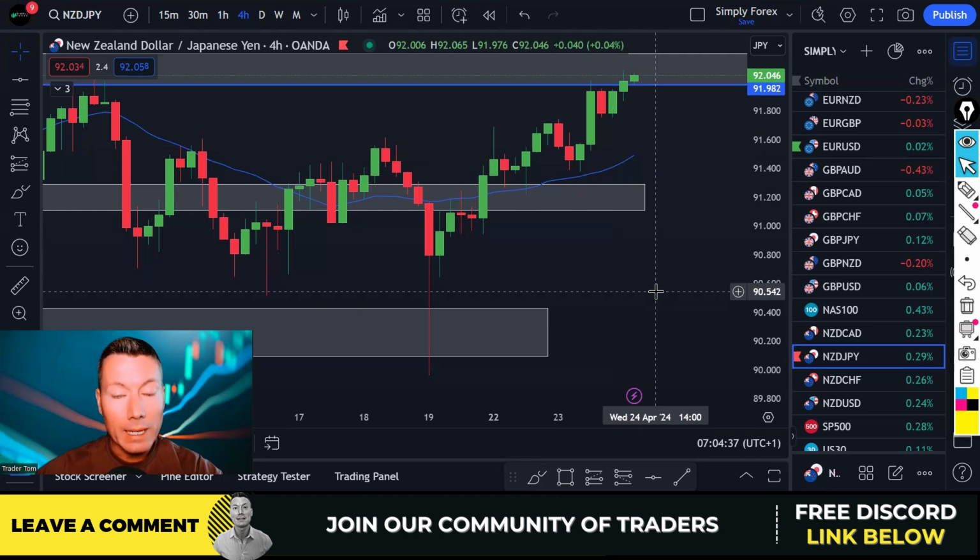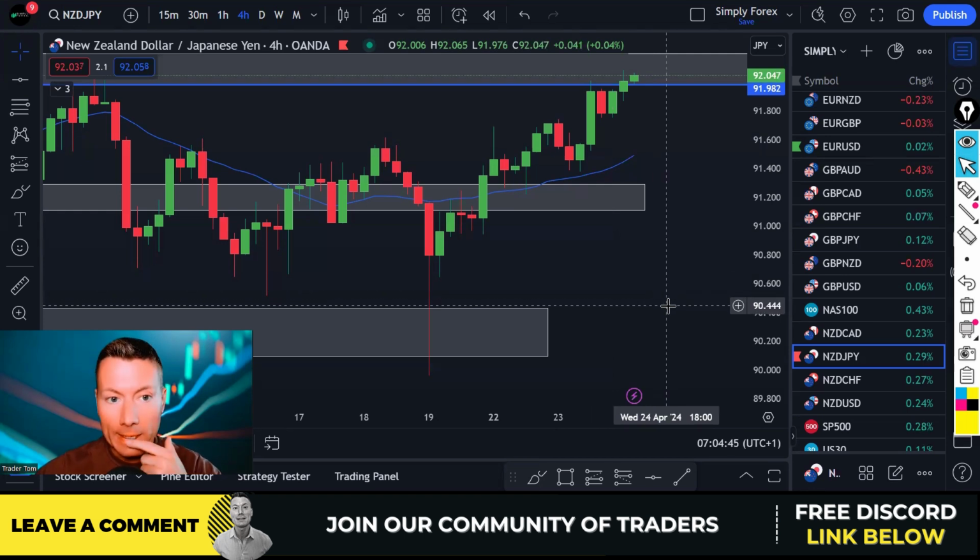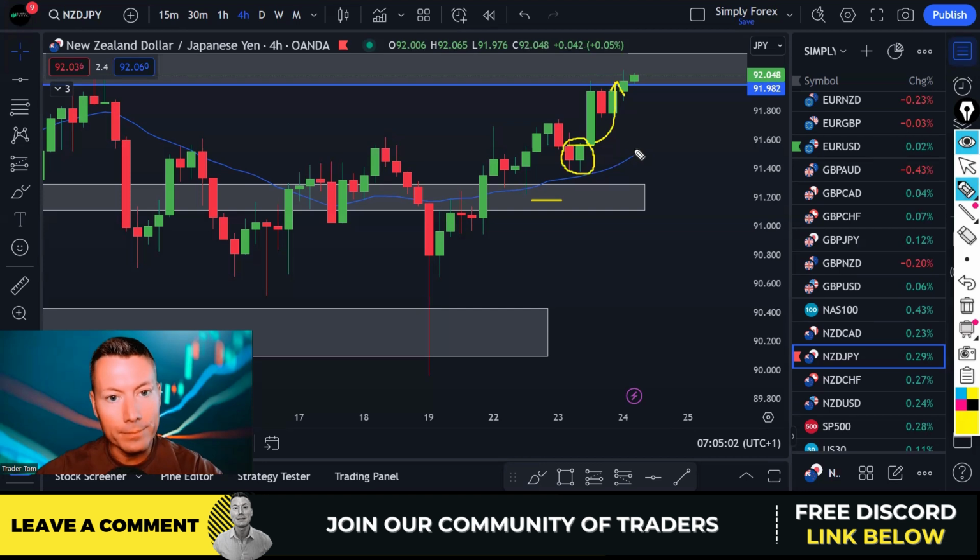Okay, and it was a H4 setup. So we're going to look at the reasons why I preferred New Zealand yen over Canadian dollar yen. So let's just look at the candle I entered on first of all. So this is New Zealand yen. This is the H4 chart. And this was the candle I entered on, entered here, we put our stop below here, and price came up and hit our target. Happy days, good, good, good.